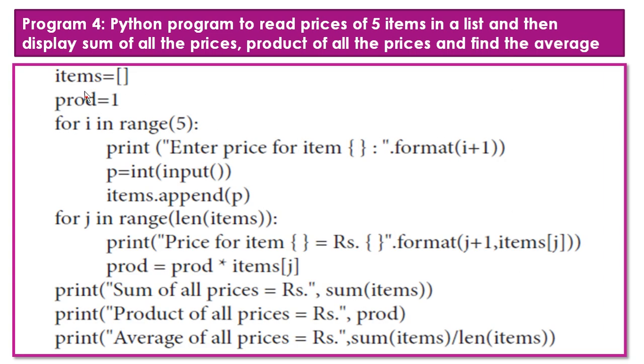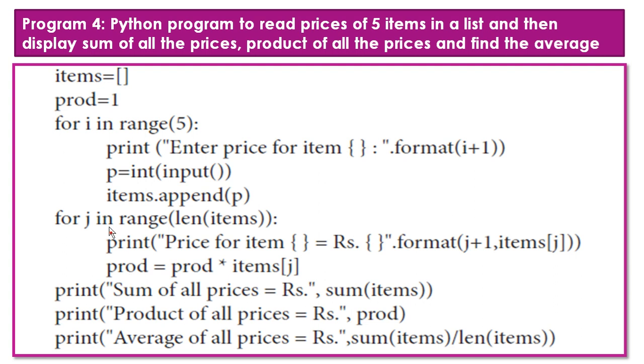Here is the example program. The items empty list is created. Each item price is appended to this list by using items.append of p. So we get the 5 different prices from the keyboard by using this input command. These values are appended to this list items. The second part of this program is the printing section. This section prints the price of each individual item.